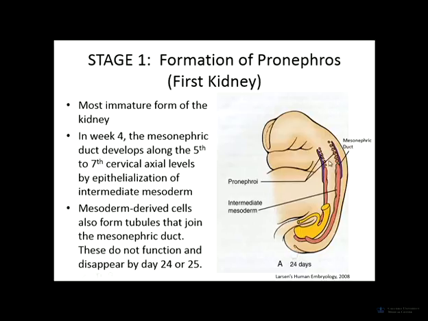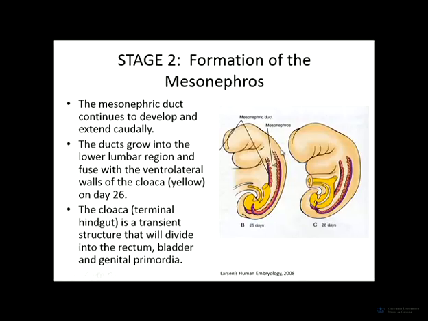Then you have here what are called pronephroi. These are still mesoderm cells, so they're undifferentiated cells. They're not epithelial cells. And these are forming and actually joining this tube. And you have clusters of cells which start at cranial and develop more towards the tail. These don't function, and they disappear by day 24, day 25. While those are disappearing, then you have this mesonephric duct, this tube that's still present in purple here, and it's developing and extending to the bottom of the embryo.